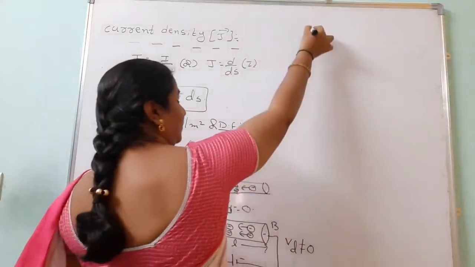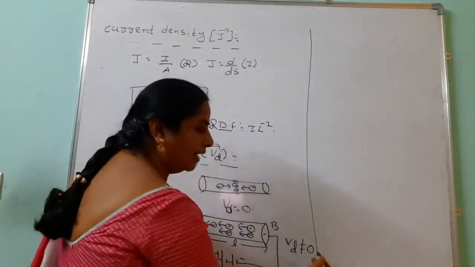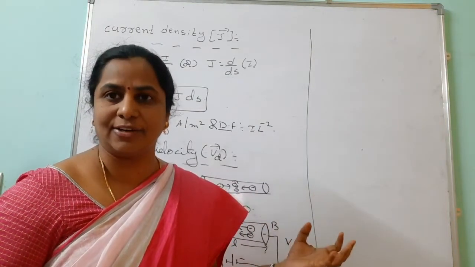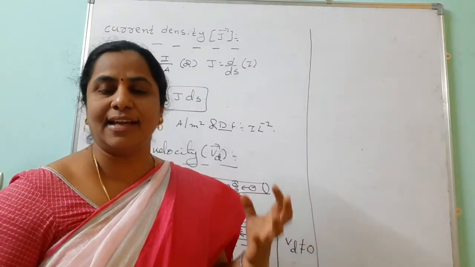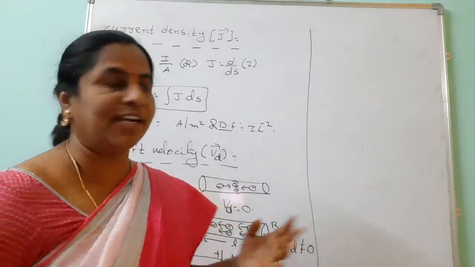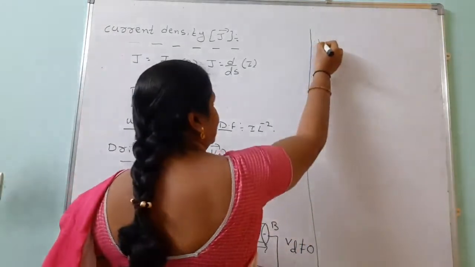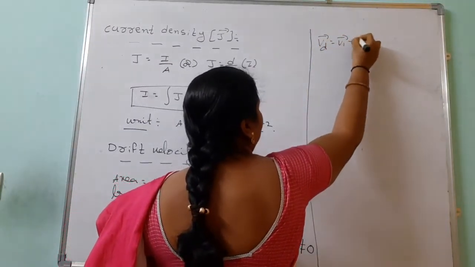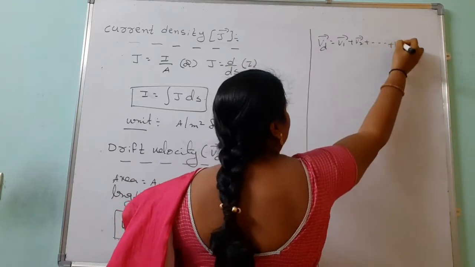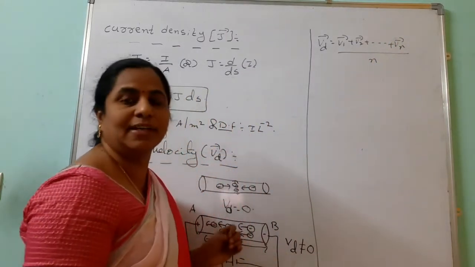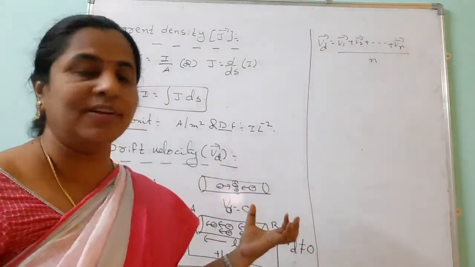Suppose we take n number of electrons. The first electron's velocity is V1, the second electron's velocity is V2, and like that, the nth electron's velocity is Vn. How do we find the drift velocity in this case? Vd bar equals V1 bar plus V2 bar and so on up to Vn bar, divided by n. The sum of the quantities divided by the number of quantities is the formula for average.